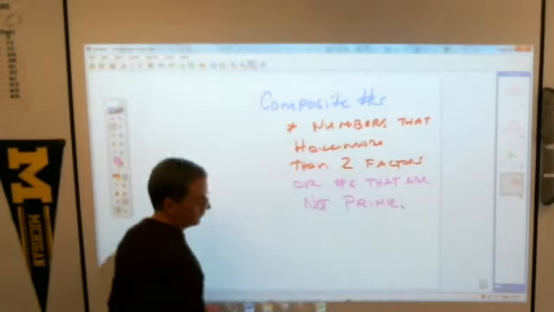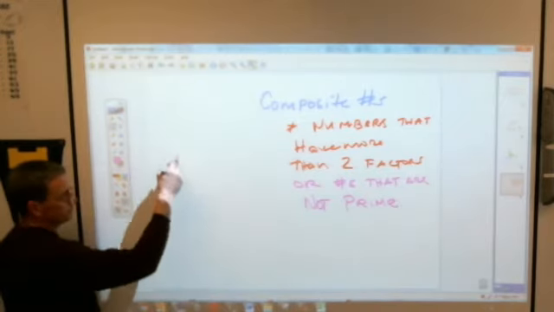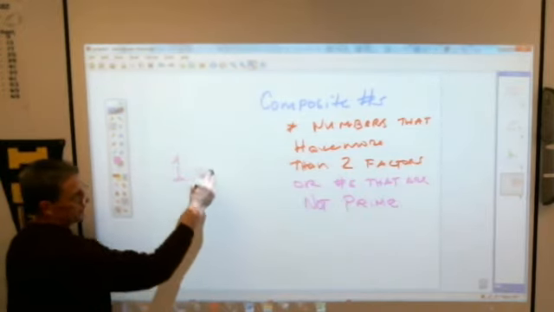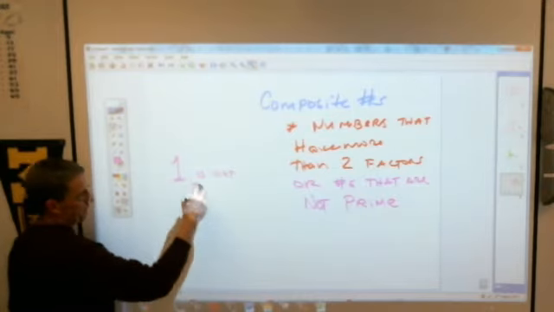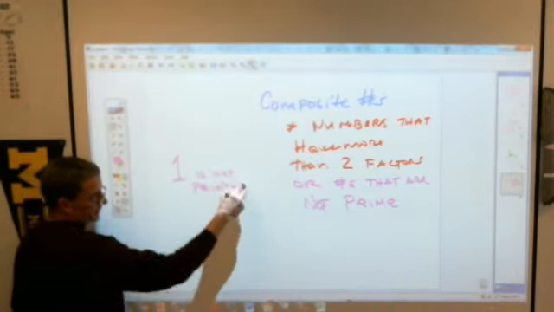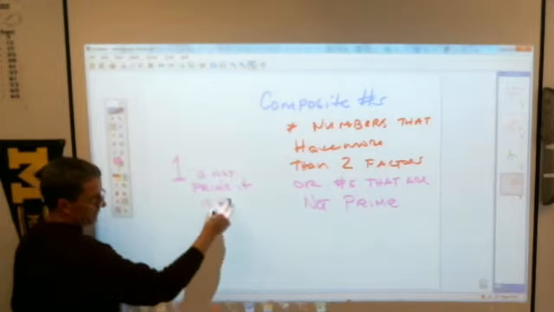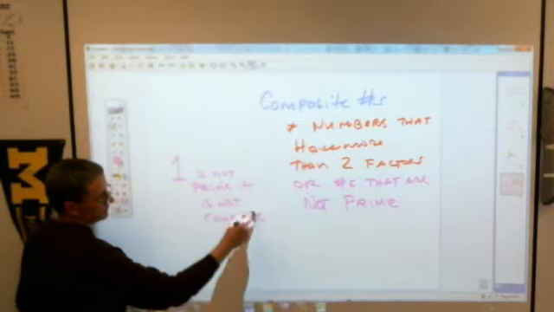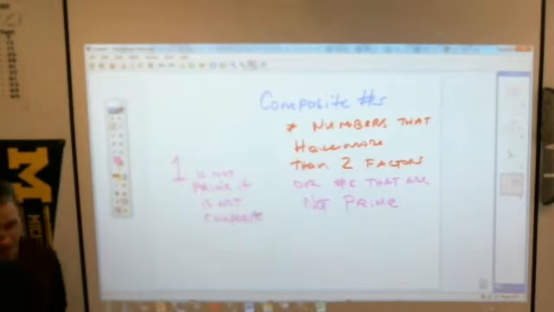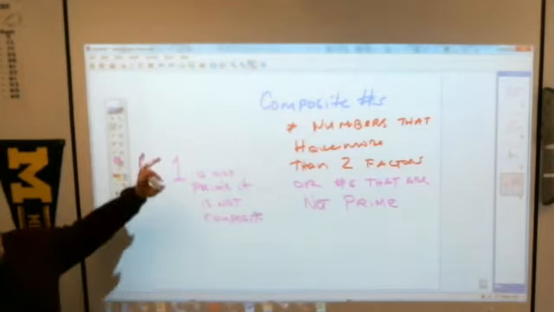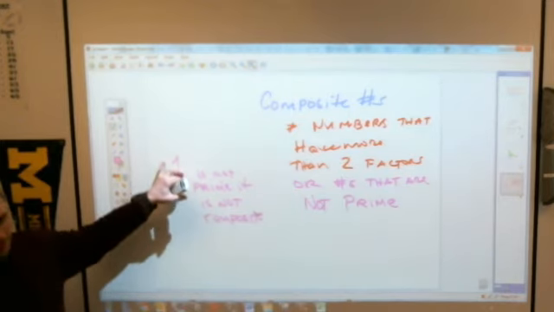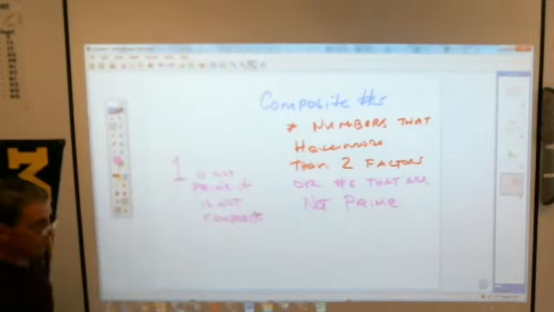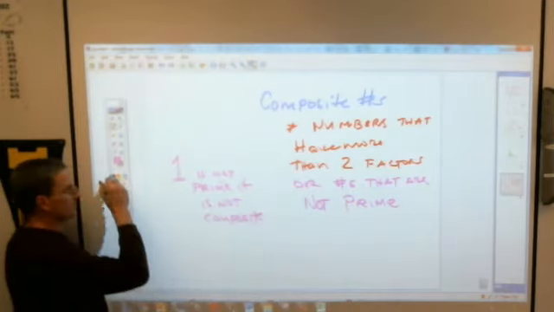The one thing you have to be careful with is the number 1. 1 is not prime, and it is not composite either. Prime numbers have to have exactly 2 factors. Composite numbers have to have more than 2 factors. But number 1 only has 1 factor, and that is itself. So 1 is like the excluded thing in all this. 1 is neither prime nor composite.